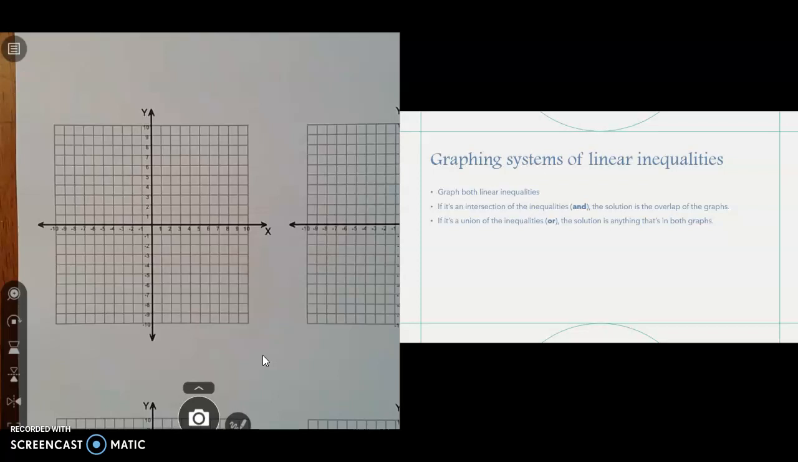And then if it's an and inequality, so that means that it's an intersection, then your solution is going to be the overlap of the graph. So where those graphs overlap with each other, you're going to shade extra dark to let me know that that's where your solution set is. If it's a union, so that means that it's an or inequality, the solution is anything that's in both graphs. So you're combining those graphs together, and so you should shade that entire area darker. Okay? So let's try some of these.